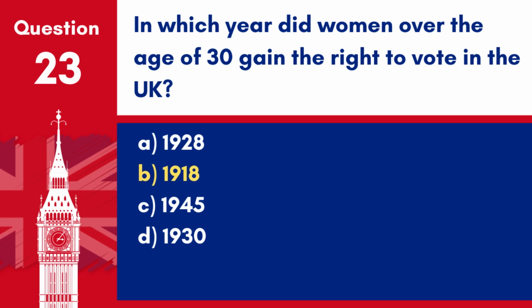Answer: B. 1918. Women over the age of 30 gained the right to vote in the UK in 1918, following efforts by the suffrage movement.